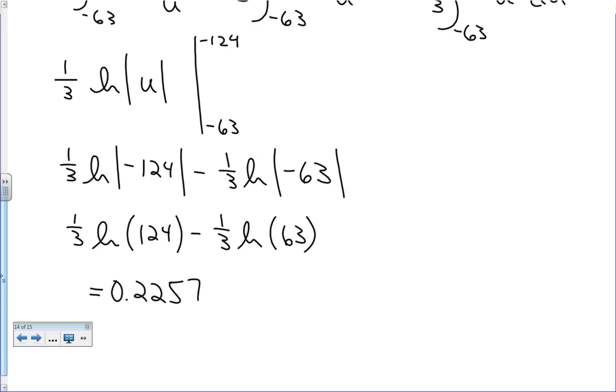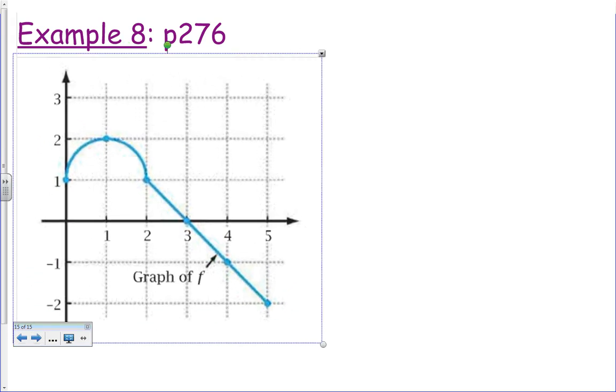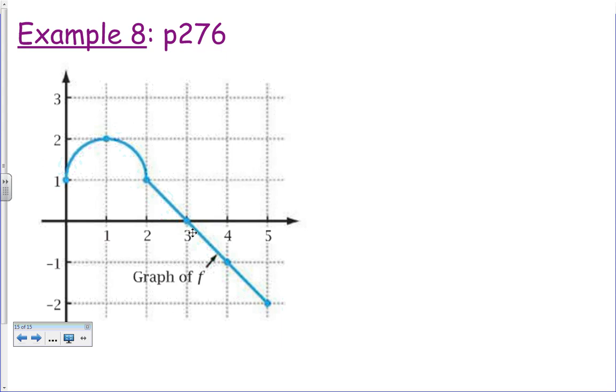All right, let's take a look at one last example. And this is the example there on page 276, Example number 8. It says the figure there shows the graph of the function f. And it says let g of x equal the definite integral from 1 to x of f of t dt. So let's go ahead and write that down. Let me make this graph just a little bit bigger here since I'm going to try to plot some points on it. It'll be a little bit easier to work with.